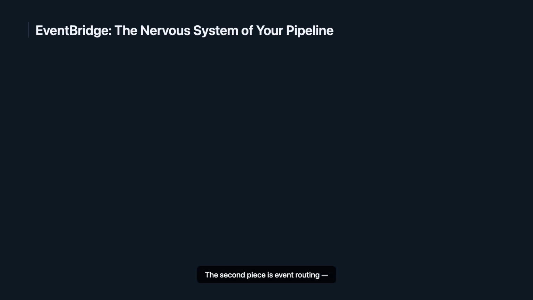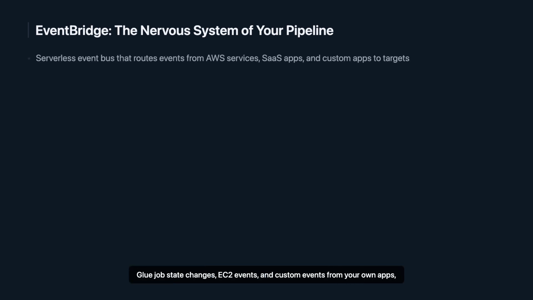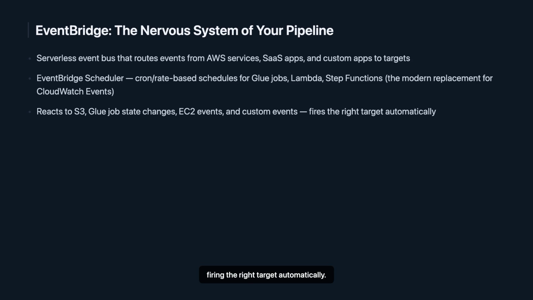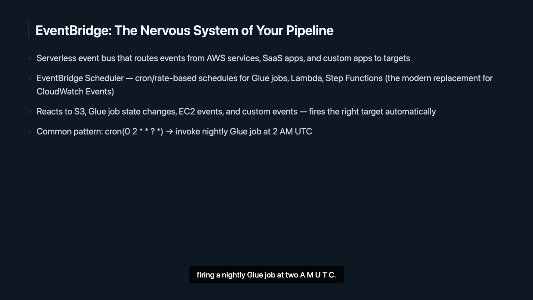The second piece is event routing. EventBridge reacts to S3 events, Glue job state changes, EC2 events, and custom events from your own apps, firing the right target automatically. The canonical exam pattern ties it all together. A cron expression, cron(0 2 * * ? *), firing a nightly Glue job at 2 a.m. UTC. On current exams, EventBridge Scheduler is the right answer for any cron-style trigger.